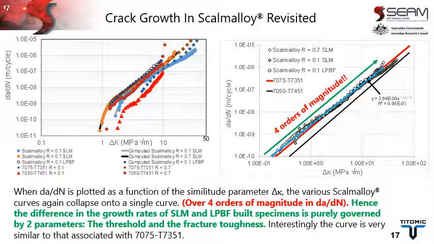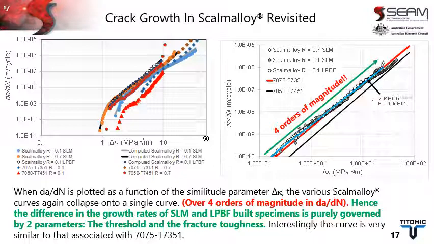Having dealt with all of the preliminaries, let us go back and see how to characterize the crack growth curve in Scalmalloy. The figure on your left is one we've previously seen. It expresses da/dN as a function of delta K for Scalmalloy produced using either selective laser melt or laser powder bed fusion. In the case of selective laser melt, it has two different R ratios. It also shows crack growth curves for 7050 T7351 and 7050 T7451.